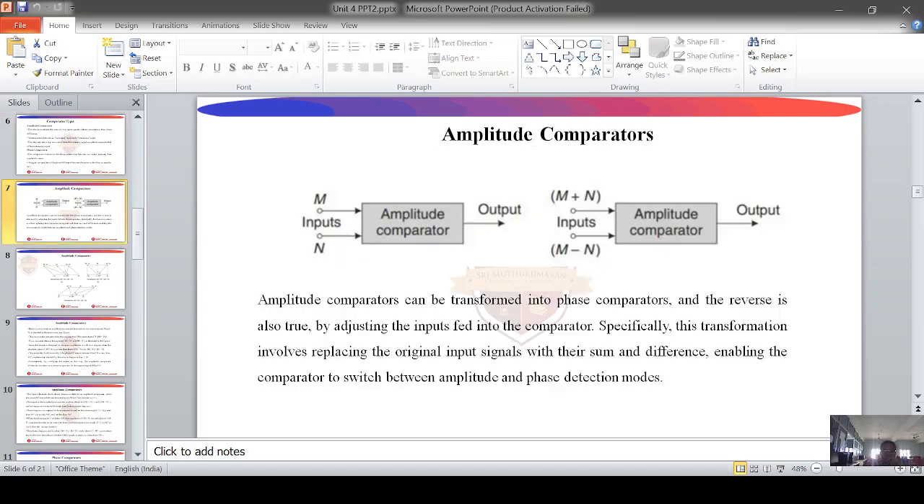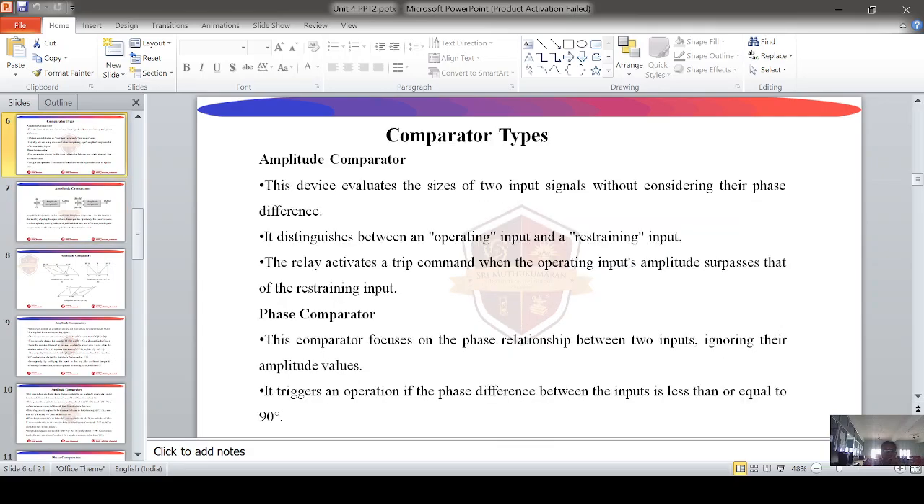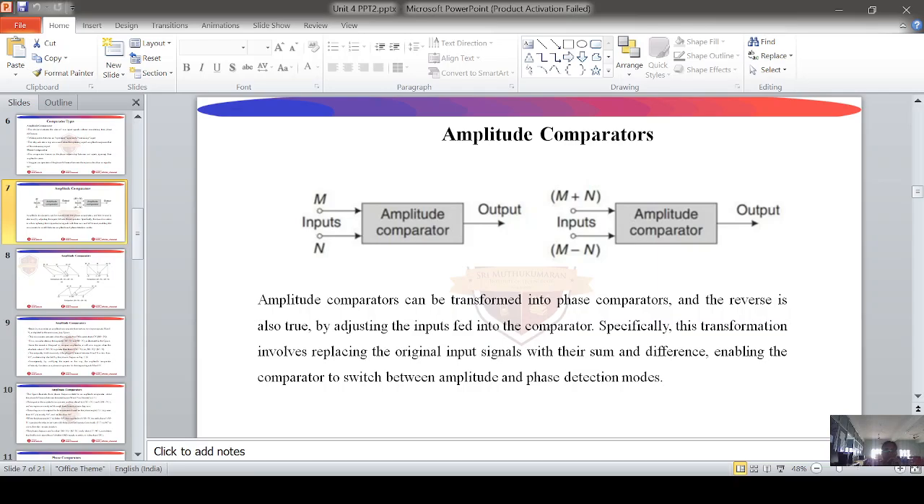Amplitude comparator concept. In amplitude comparators, this device evaluates the size of two input signals without considering the phase difference. It compares an operating input and a restraining input. The relay activates a trip command when the operating input's amplitude surpasses that of the restraining input. A phase comparator focuses on the phase relationship between two inputs, ignoring the amplitude values. It triggers an operation if the phase difference between the inputs is less than or equal to 90 degrees.